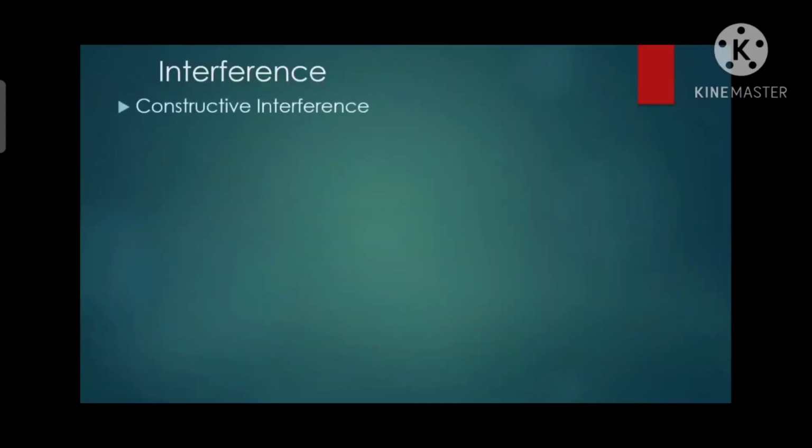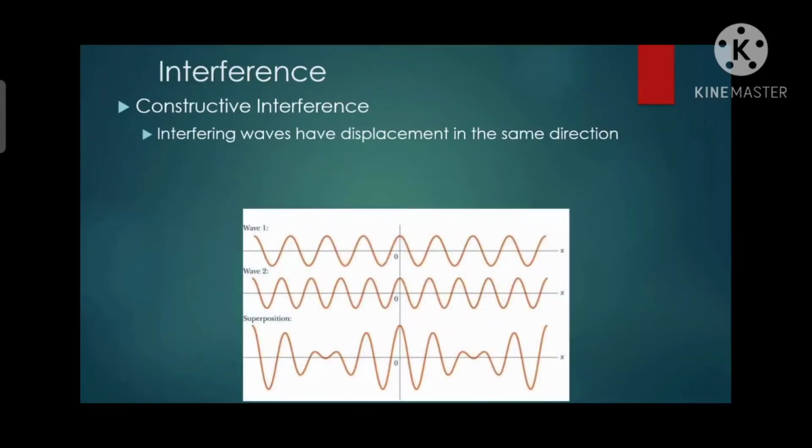We have just observed both types of interference. The first type was called constructive interference. This is when the interfering waves have displacements in the same direction. You can see in this diagram that wave 1 and wave 2 have displacement in the same direction right here. This results in constructive interference. Think of constructive as like building something bigger and bigger.